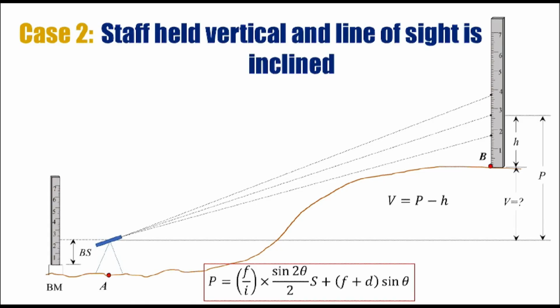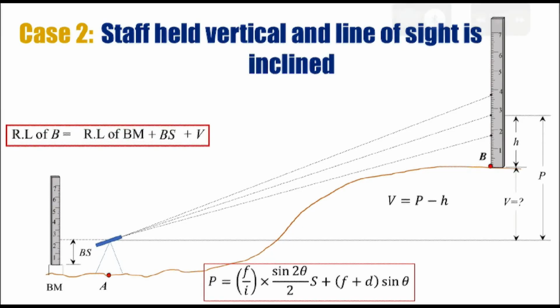So in order to determine the reduced level of point B in this case, consider the reduced level of the benchmark first, and in order to have the reduced level of the axis of instrument we need to add the backside reading. And since in this case the line of sight is below point B, it means we need to move higher than the line of sight by the magnitude of V. So therefore we need to add V in this case. Then this would be the final formula for the reduced level of point B.